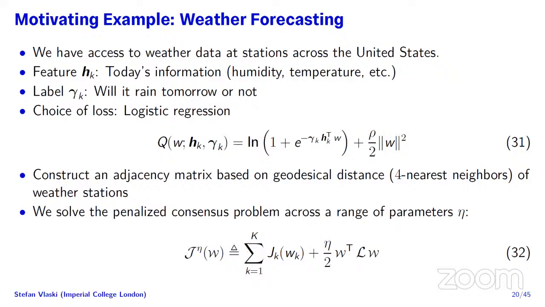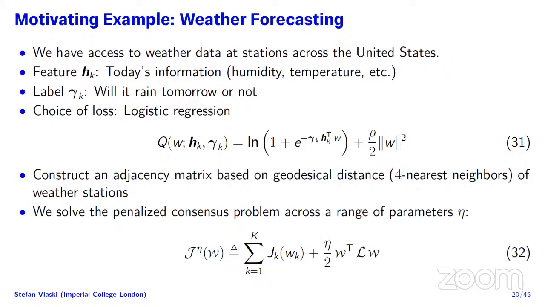We don't have a graph explicitly given, but we can construct an adjacency matrix based on, for example, the Euclidean distance, or geodesic distance, between nodes, okay? And so what we will study is now this penalized optimization problem, where we're not enforcing exact consensus, but instead we're allowing for slack, okay?